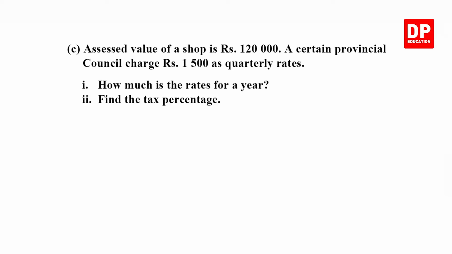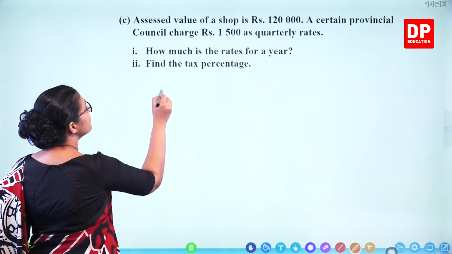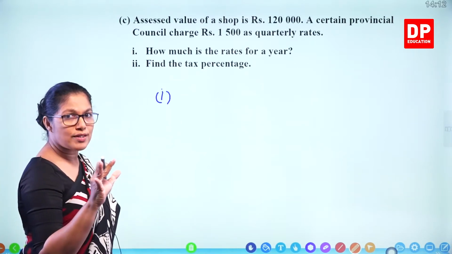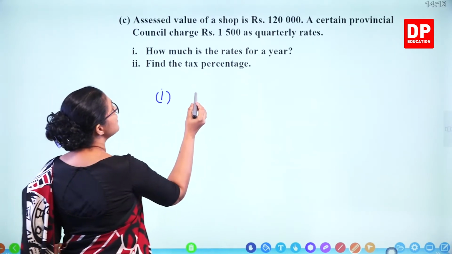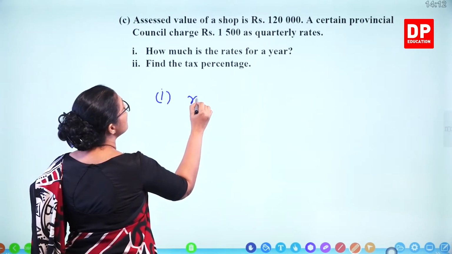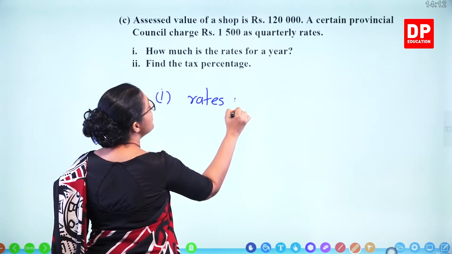Now we'll look at the next one, part C. Assessed value of a shop is 120,000 rupees. A certain provincial council charge 1,500 as a quarterly rates. How much is the rates for a year? So 4 quarters are there. So you have to multiply by 4. Rates per year.